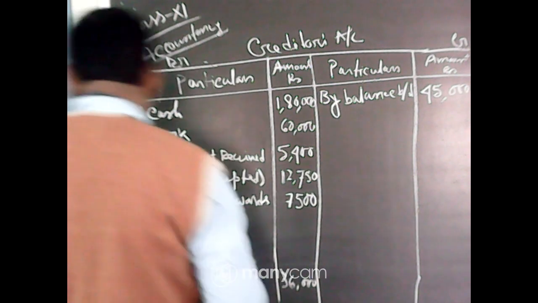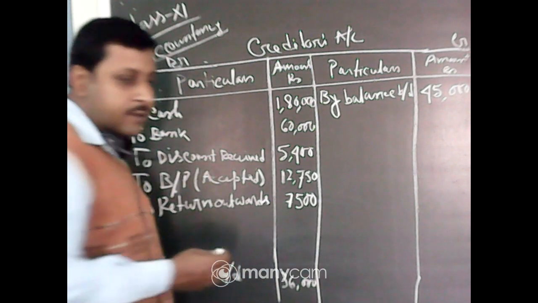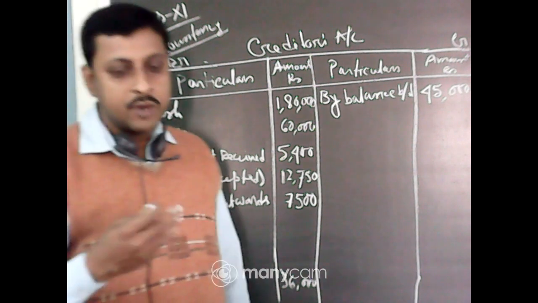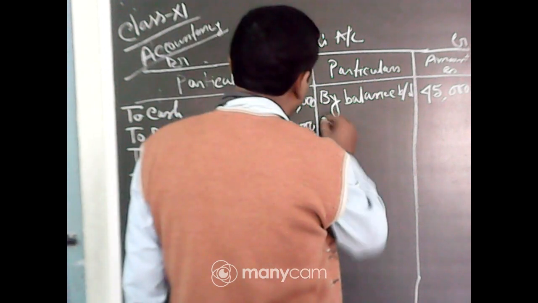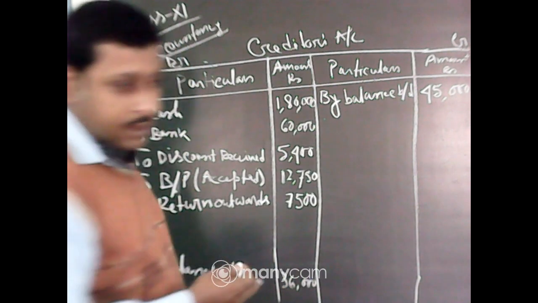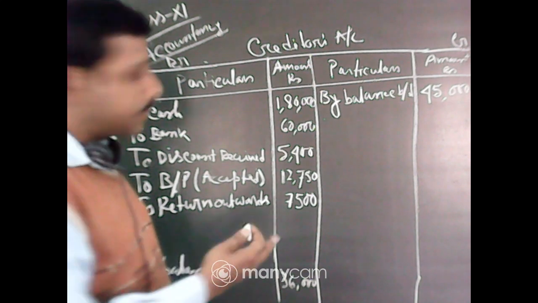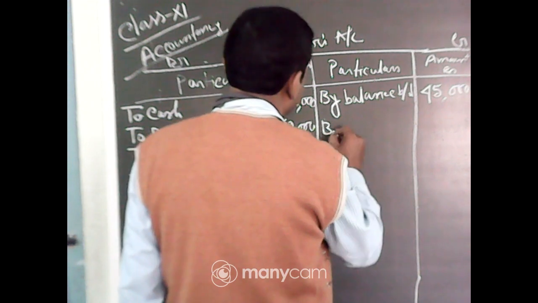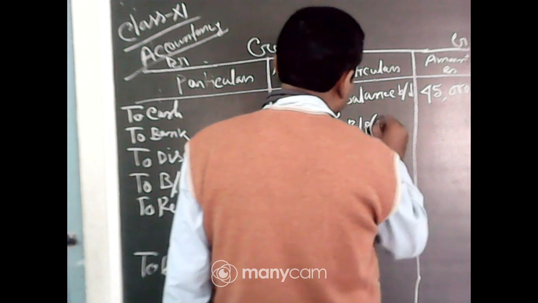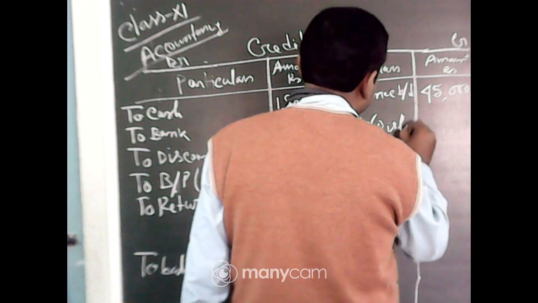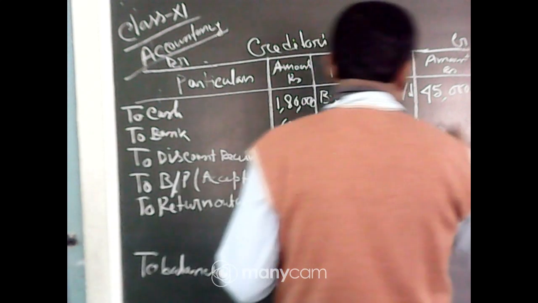Now next, bills payable dishonoured. One of the bills was accepted by the creditor, but you didn't pay, so it is dishonoured. In that case, the creditor's balance will be high again. Bills payable account debit to creditor's account, by bills payable dishonoured. What is the amount? 3,000.